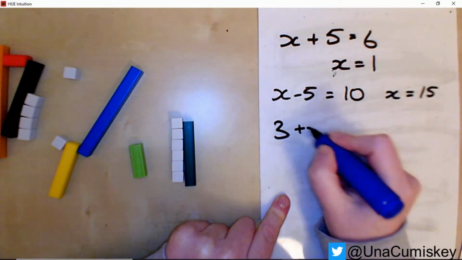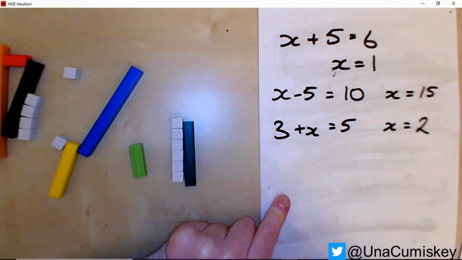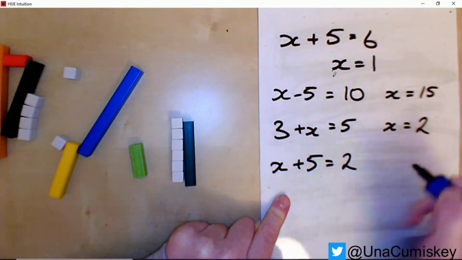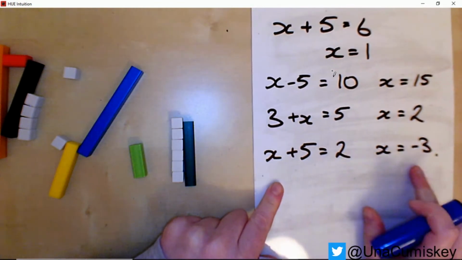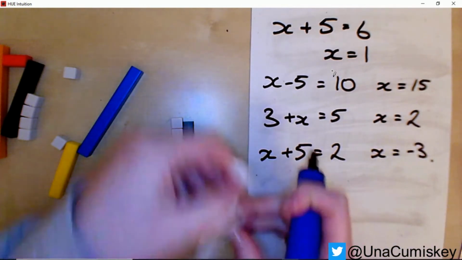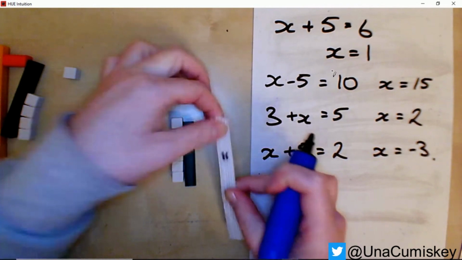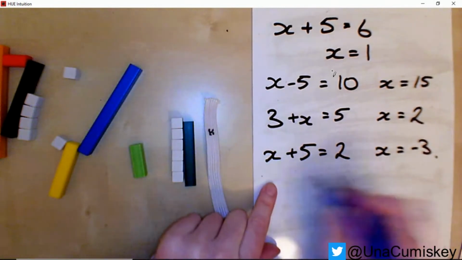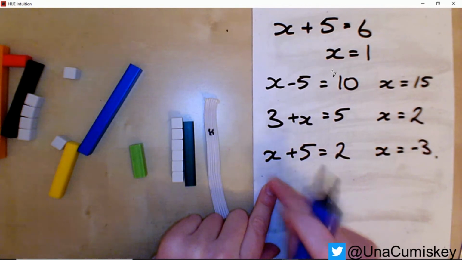3 plus x is equal to 5. X is equal to 2. Then x add 5 equals 2. X is equal to negative 3. It is very important that we bring in the negatives as well, especially because I have modeled the variable in length. So students may be thinking that we cannot have a negative. So it is very important then to bring the negatives in here. So x can be any value. It can also be negative.